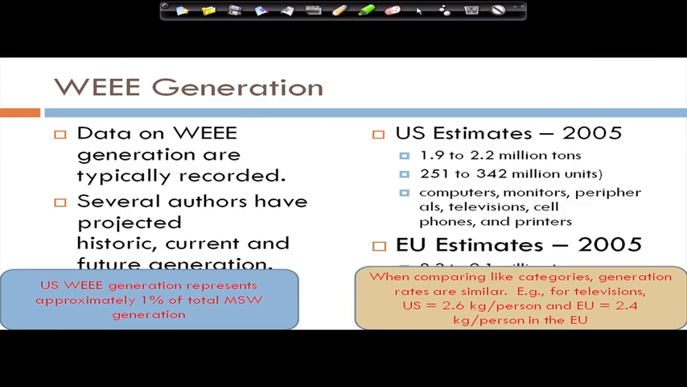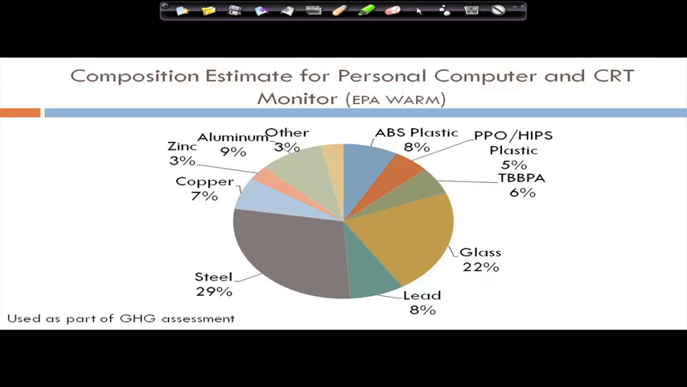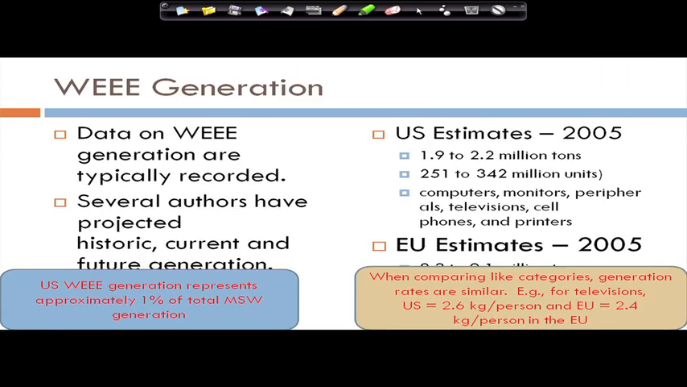So that's in terms of composition. And then we have to look at the generation. So first of all, what we have done so far: we started with defining e-waste as per the European Union definition and some other definitions.